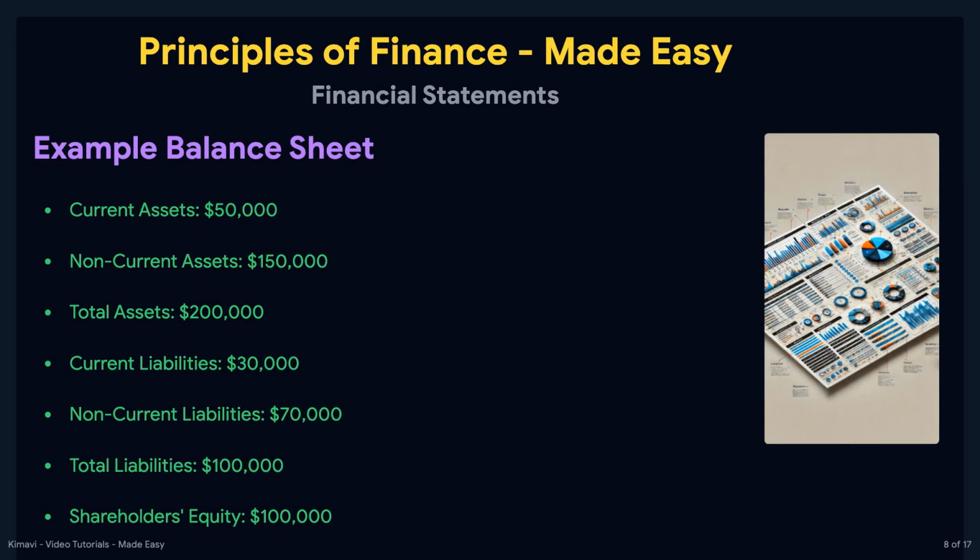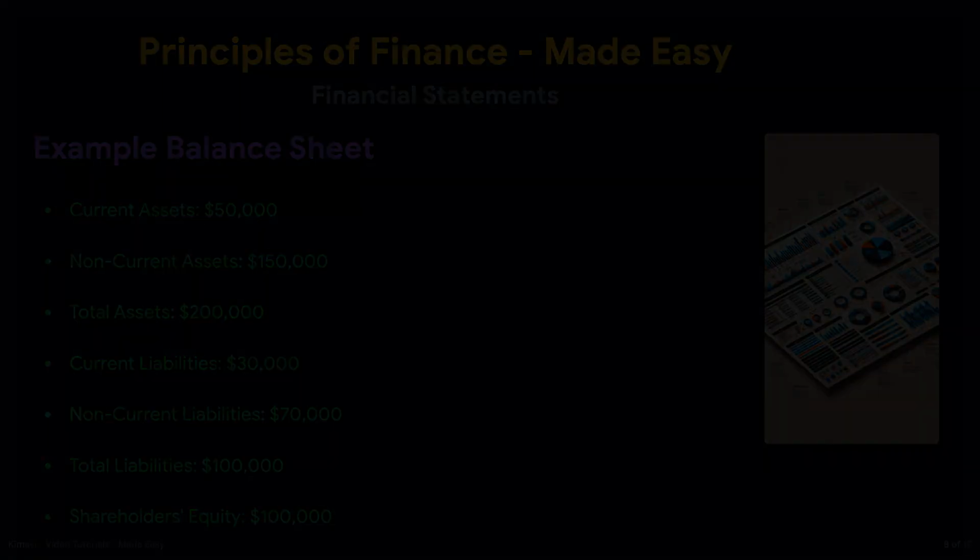Here is an example of a simplified balance sheet. The company has current assets of $50,000 and non-current assets of $150,000, making the total assets $200,000. The current liabilities are $30,000 and non-current liabilities are $70,000, making the total liabilities $100,000. The shareholders' equity is $100,000.